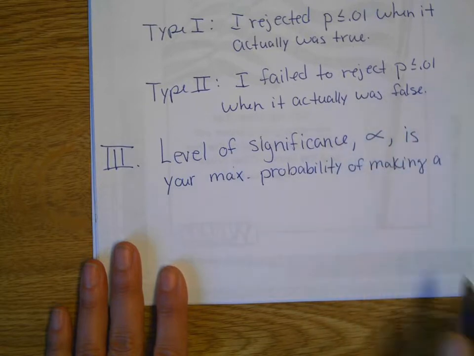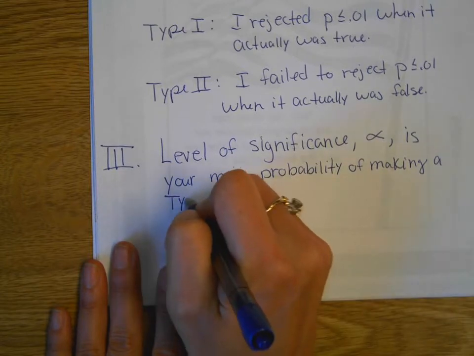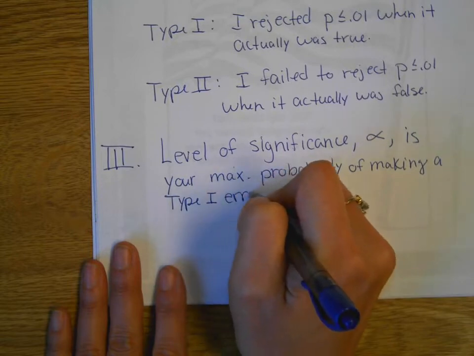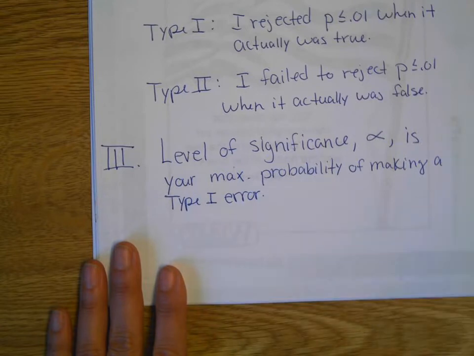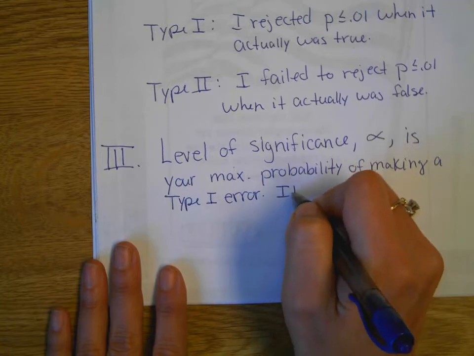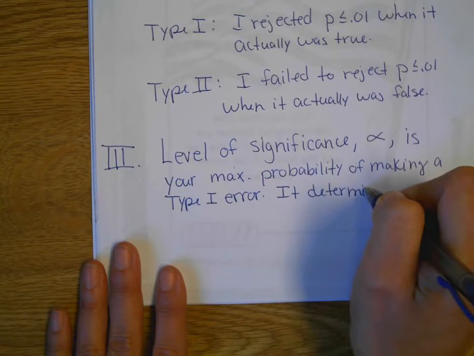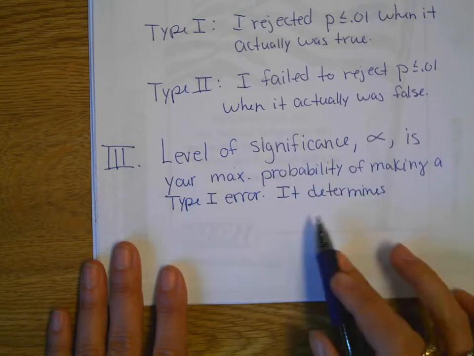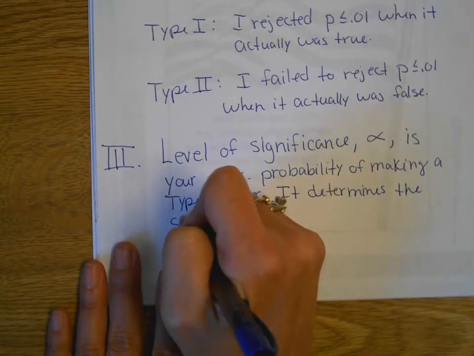It gives you your maximum probability of making a type 1 error. It determines, because on a type 1 error we reject the H0, the size of the rejection region.